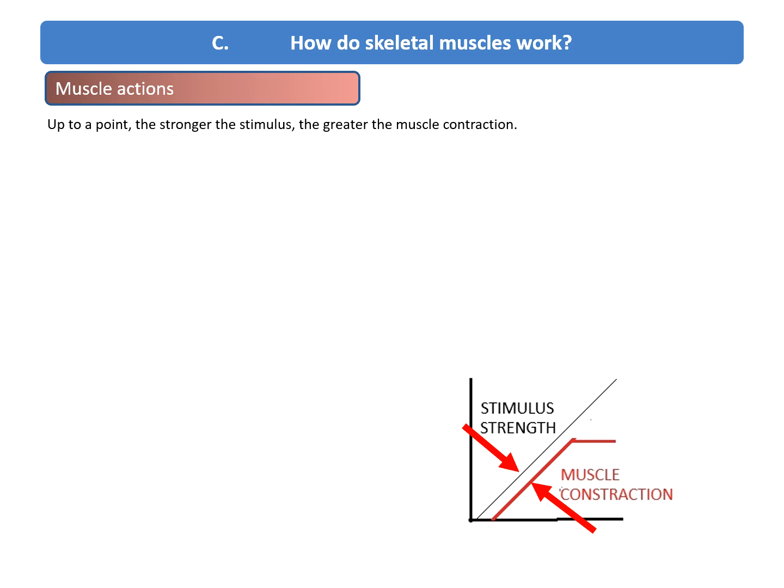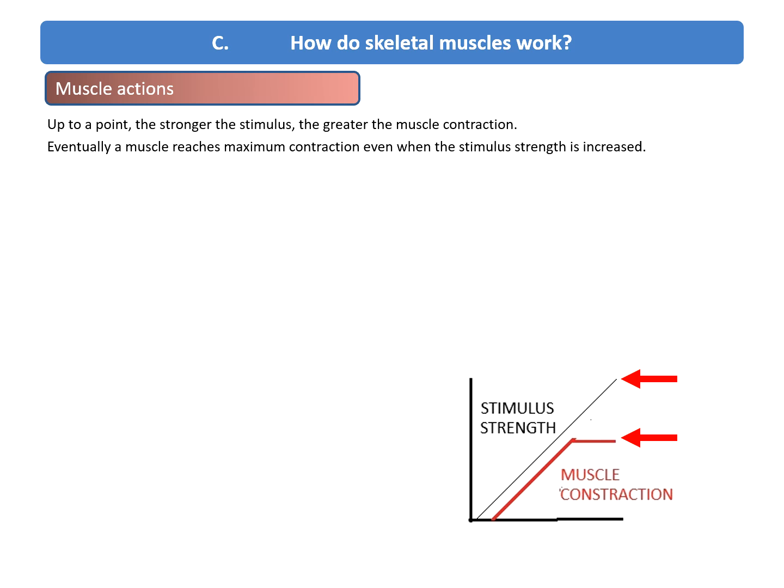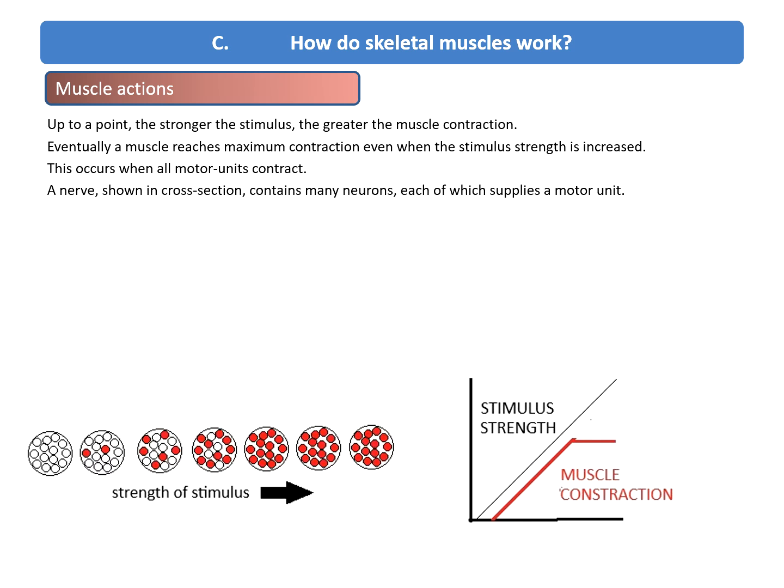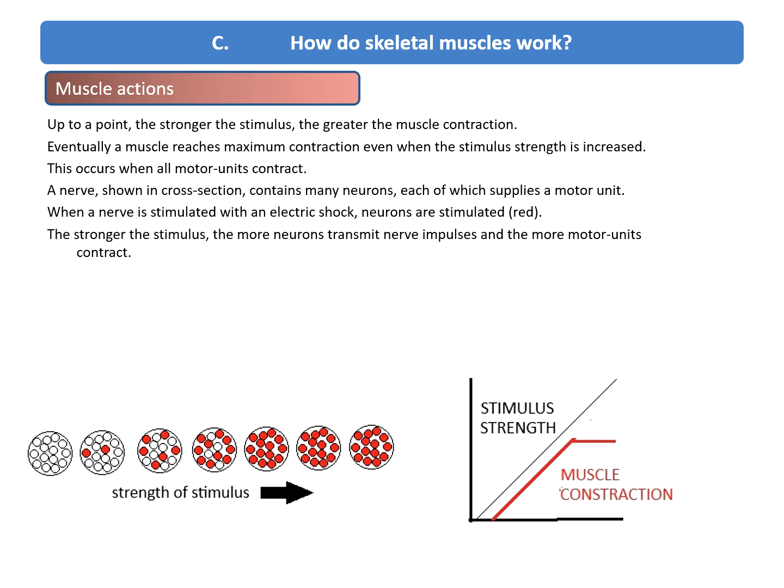Up to a point, the stronger the stimulus, the greater the muscle contracts. Eventually, a muscle reaches a maximum contraction even when the stimulus strength is increased. This occurs when all motor units contract. A nerve, shown in cross-section below, contains many neurons, each of which supplies a motor unit. When a nerve is stimulated with an electric shock, neurons are stimulated. The stronger the stimulus, the more neurons transmit nerve impulses, and the more motor units contract.